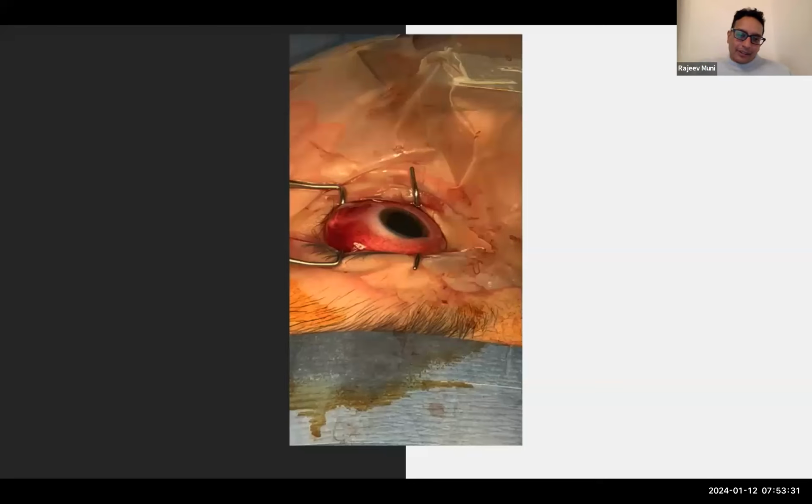I think time will tell. Kudos to you for pioneering this work in pediatric patients, because with the Tenon's being so much thicker, it's probably a much more challenging dissection with greater challenges for hemostasis.